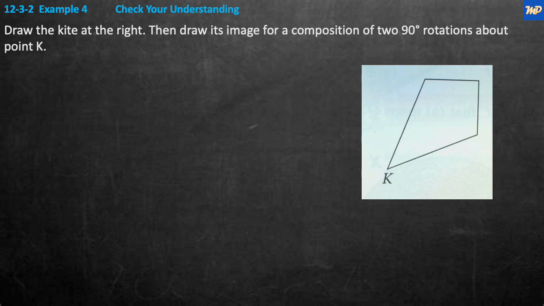Okay, example 4, check your understanding. Draw the kite at the right. We've seen this kite before. Then draw its image for a composition of two 90-degree rotations about point K. So I'll wait for you. Stop, pause the video, and then when you're back, we'll take a look at it.